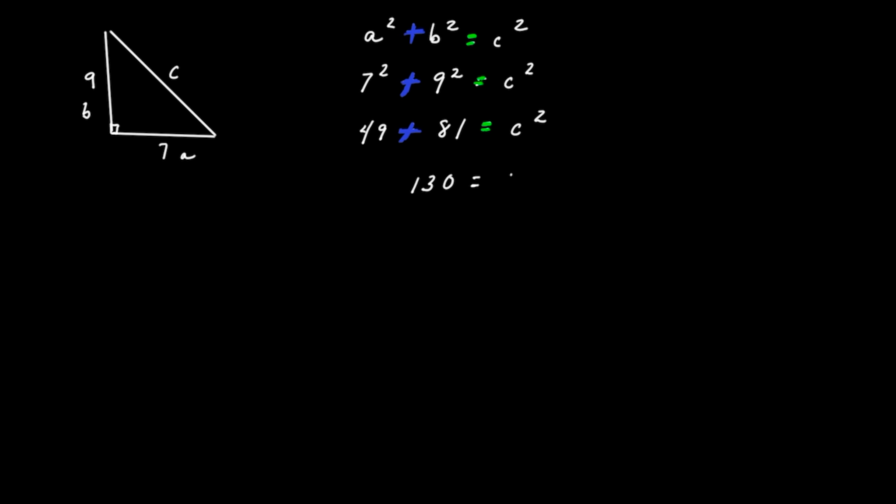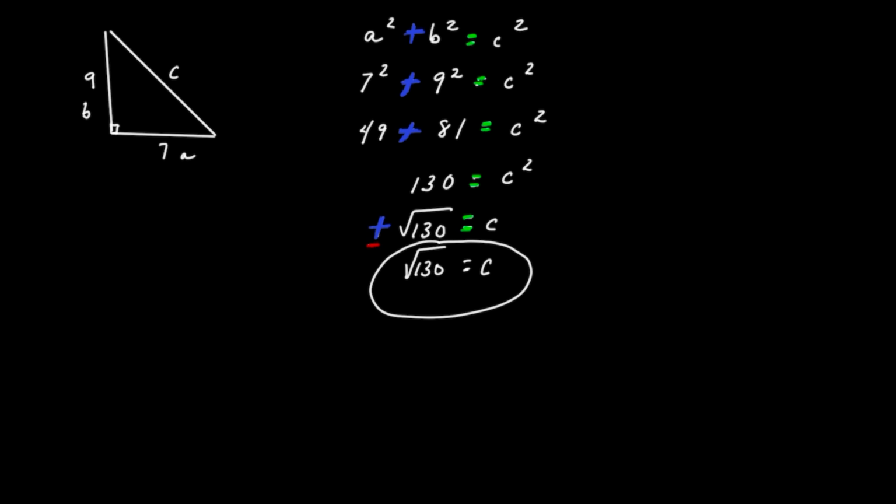Okay, so 49 plus 81 is 130 and equals C squared, and so we're going to take the square root of 130, and when we do this, we know that's plus or minus. But we're not going to have a negative value for the side of a triangle. It's only going to be a positive value, because we're talking about distance. So the square root of 130 equals C.